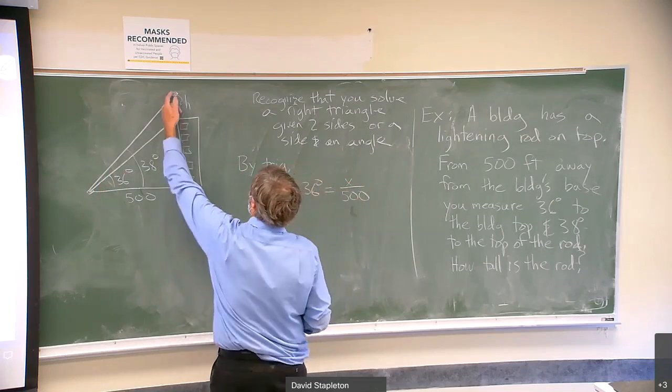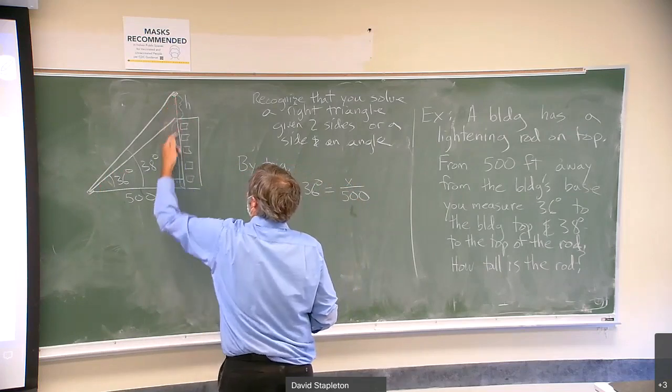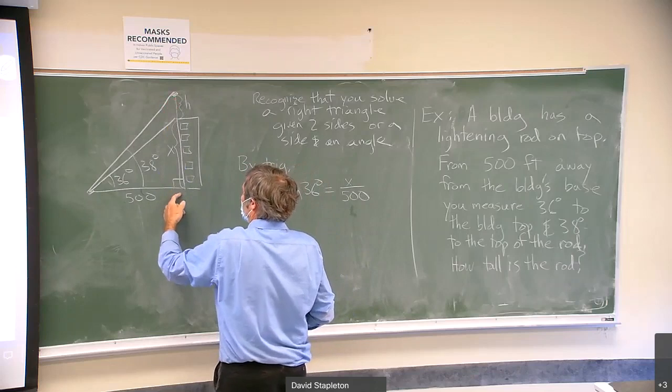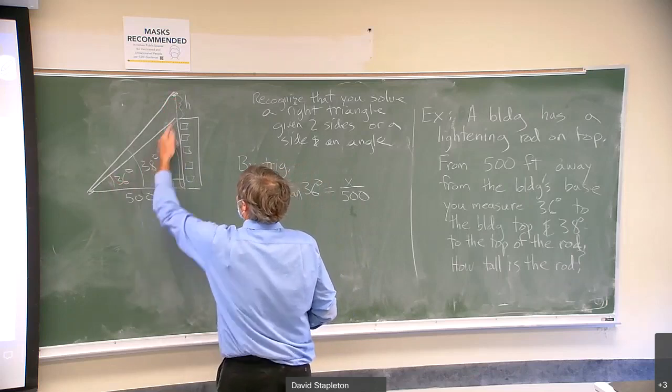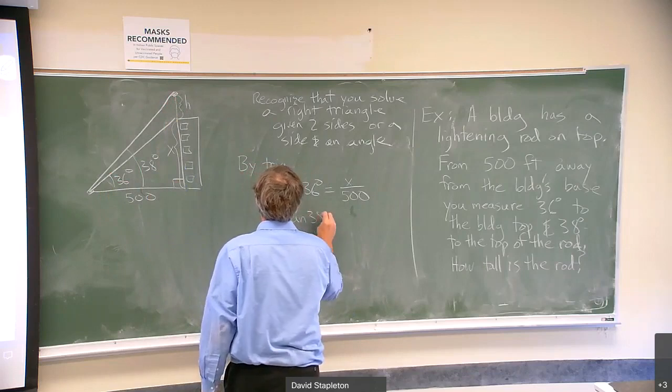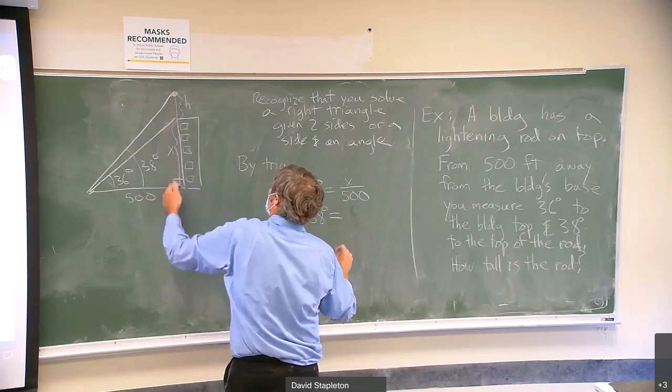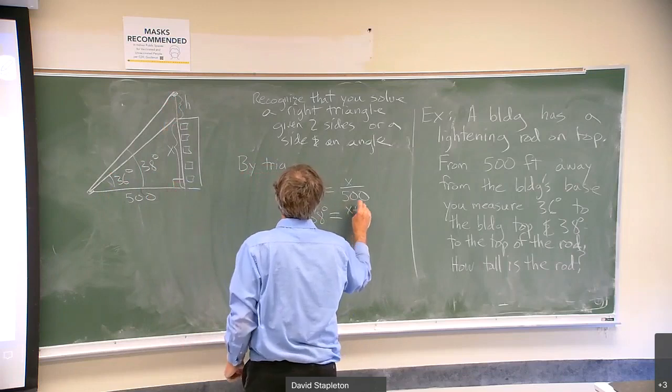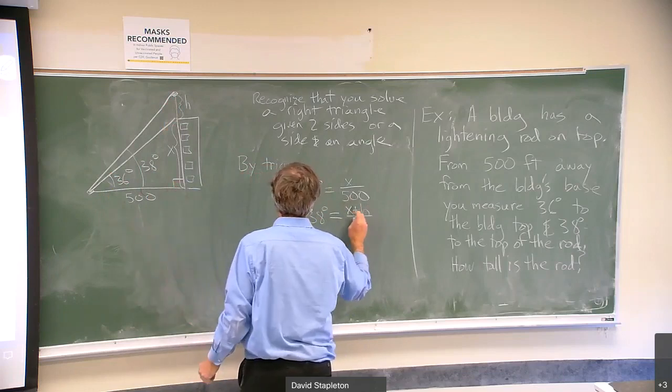And then similarly, I can use tangent on this one because I want to find this side length given this angle and this one. That's opposite over adjacent also. So tangent 38 degrees is equal to the opposite side x plus h over the adjacent side 500.